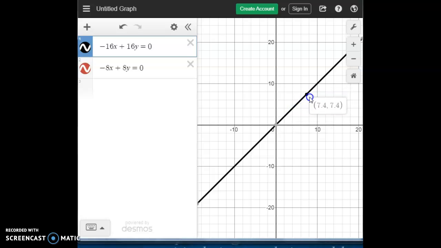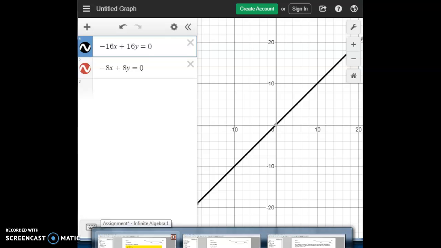It doesn't mean that every solution works, though. If I look at this point right here, 0, 10, you can see 0, 10 is not on either of those lines. So 0, 10 would not be a solution. But any point that's on either one of these lines, because these lines are the same line, points on the lines would work.